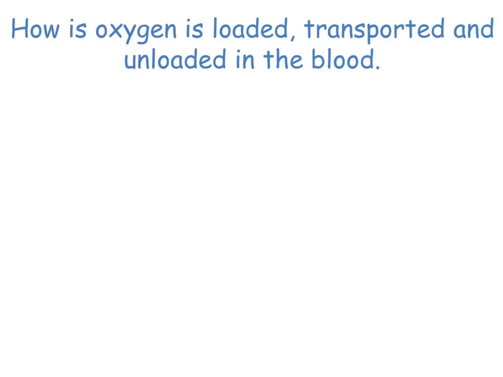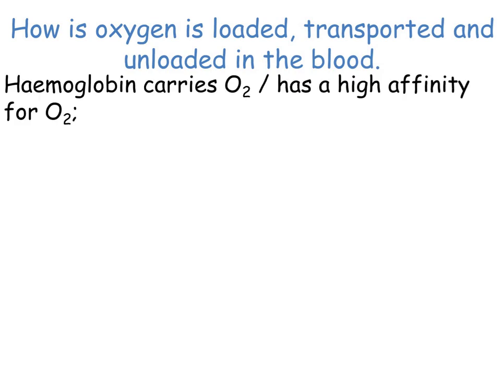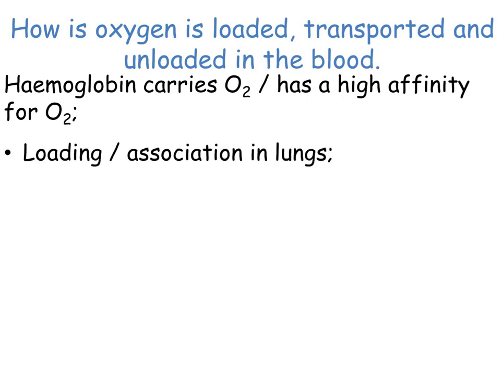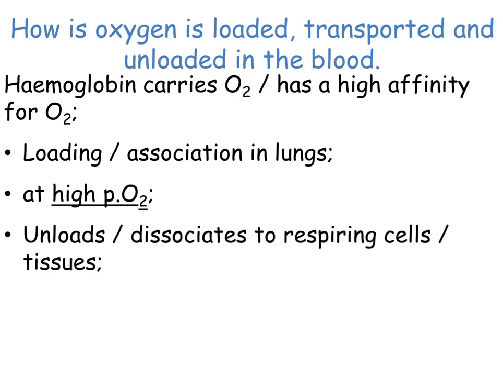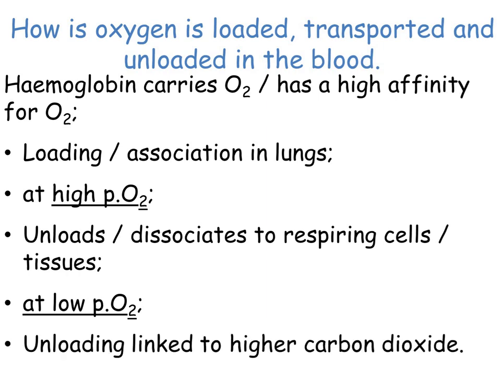How is oxygen loaded, transported, and unloaded in the blood? So haemoglobin carries oxygen, or has a high affinity for oxygen. Loading or association occurs in the lungs at high partial pressures of oxygen, and it unloads or dissociates to respiring cells or tissues at low partial pressures of oxygen. And unloading is linked to higher carbon dioxide concentration.